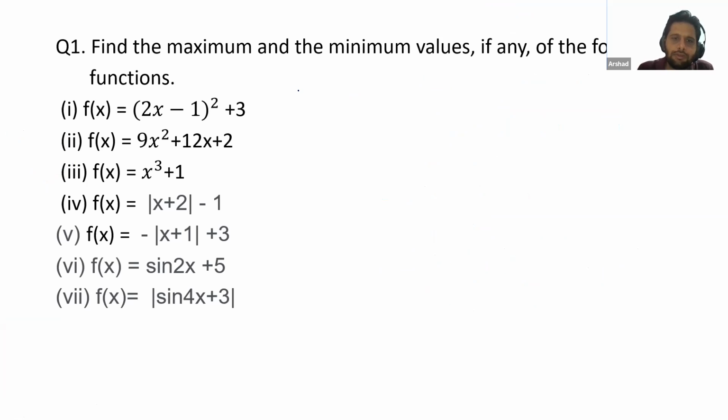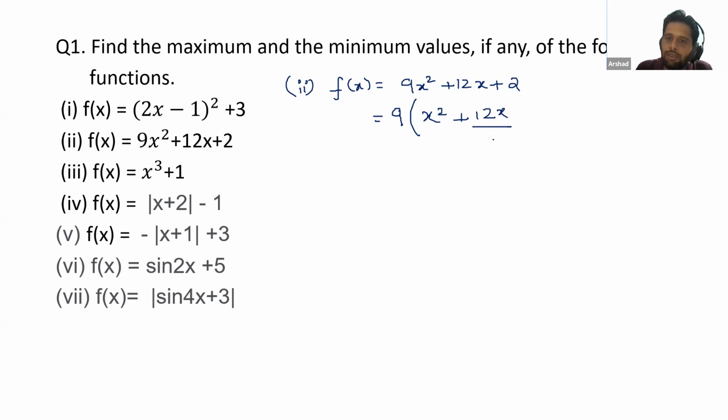Please check here for this second question. You have f(x) is equal to 9x squared plus 12x plus 2. In such type of questions, we will form a perfect square. In class 10th, you might have a topic of making a perfect square. So how we will do? First of all, make this x squared unity, so always take common whatever the number you have here. So you will get 9 times (x squared plus 12x by 9 plus 2 by 9).